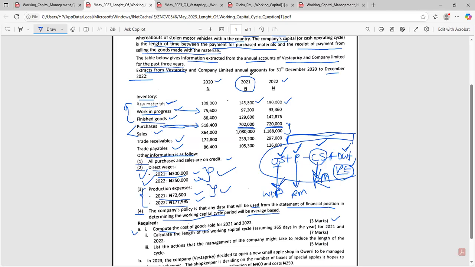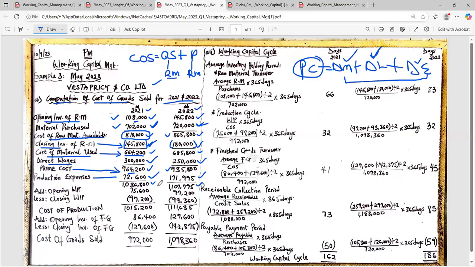For 2021, which is the first year that we're computing for, what's our opening stock? Don't forget, the closing stock of 2020 shall be the opening stock in 2021. Therefore, our answer is going to be 75,600. The opening stock of work in progress for 2021 is 75,600. Work in progress is stock, which is the balance sheet item. That's how we have it here.